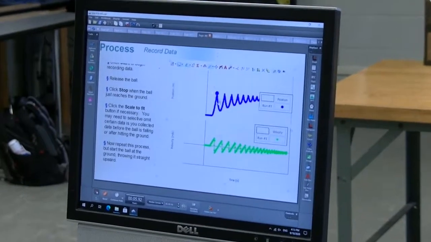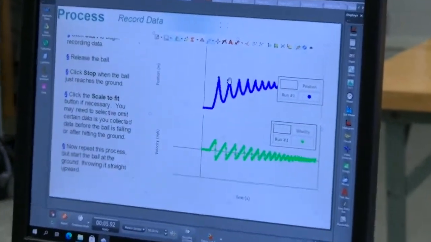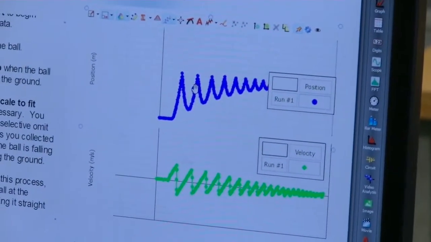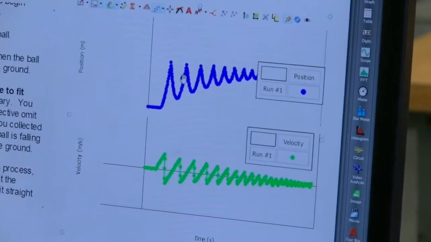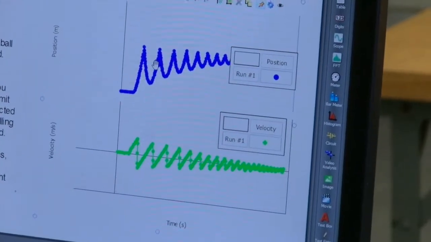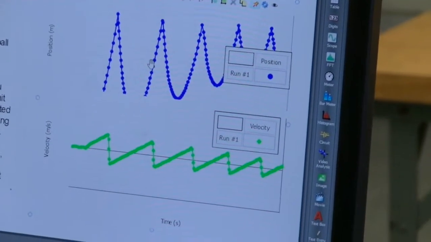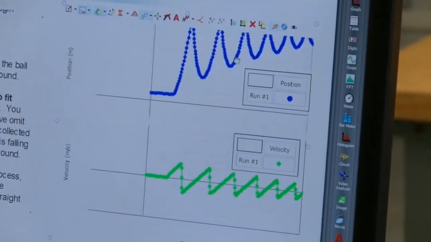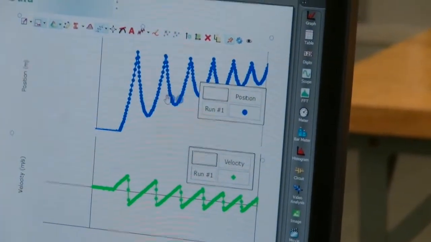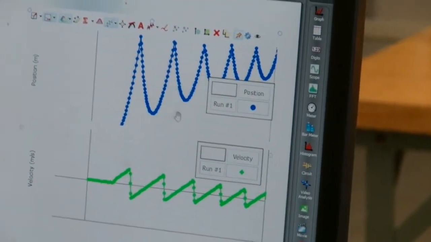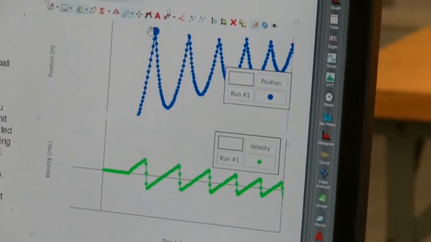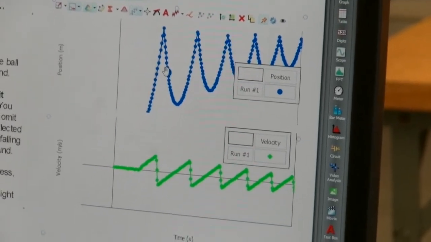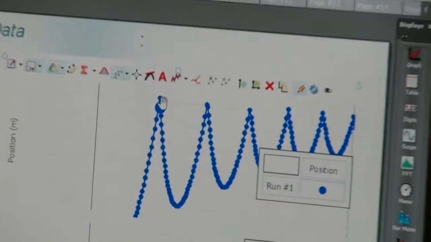Okay, so now I have selected my best runs that I'm going to use to fit the data and find acceleration due to gravity. The first thing we need to do is zoom in and position the graph properly so that we can fit it. The next thing is to select the set of data points that we want to fit.